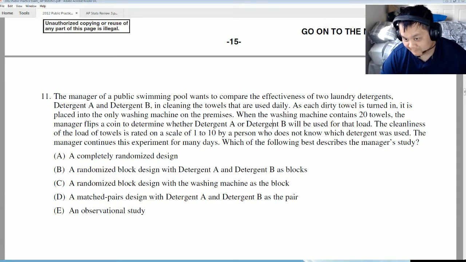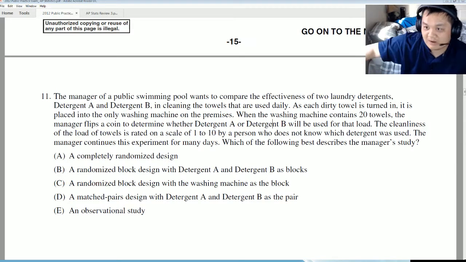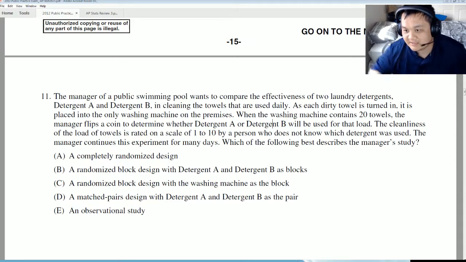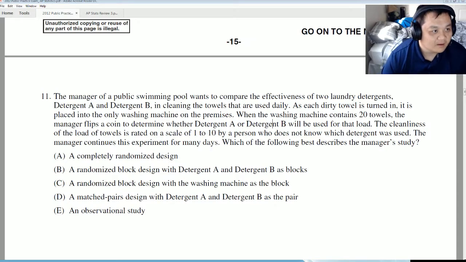Oh, maybe not. It would be a block if the manager collects 20 towels, then separates them, using detergent A on some and detergent B on the others. Is that what he's doing? Is he separating the towels? No, he's picking the treatment by what method? Random assignment. Correct. So is it a block? No, it should be a completely randomized design. Correct. Can you say that again? What if it's just a random block design?